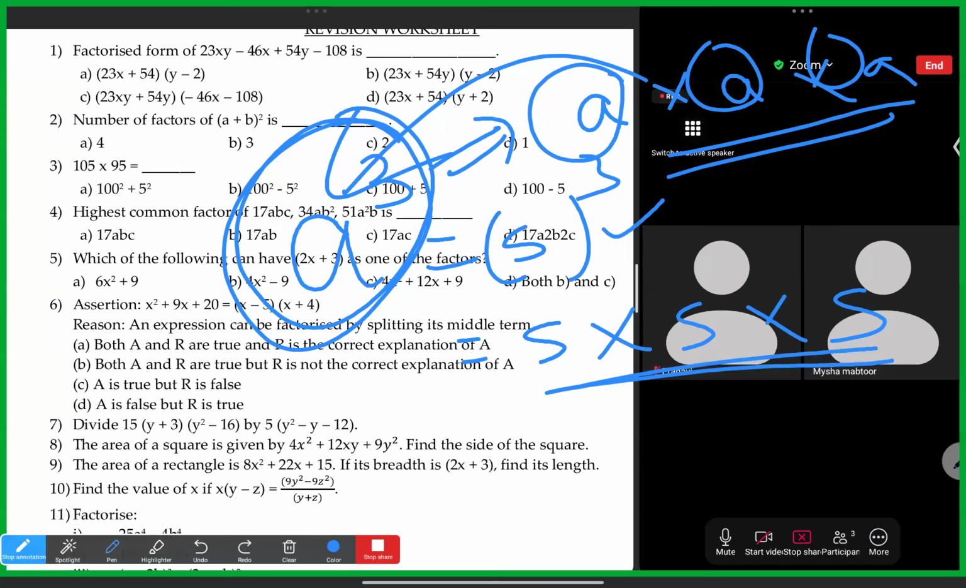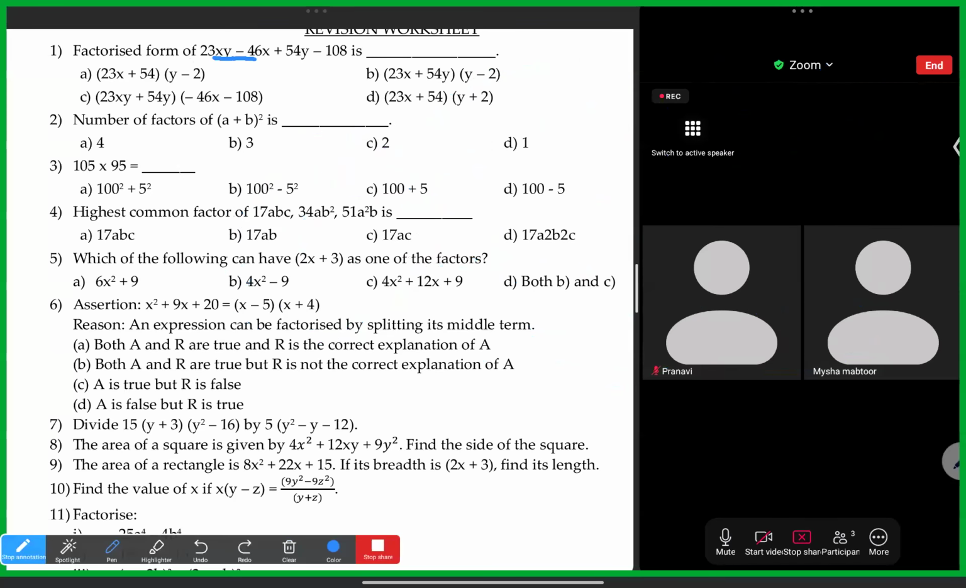minus 46xy plus 54y minus 108. So what I am doing now is 23xy minus 46x plus 54y minus 108. So, first one.